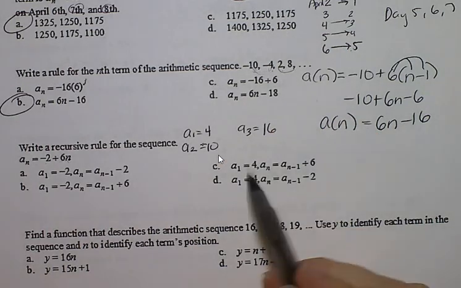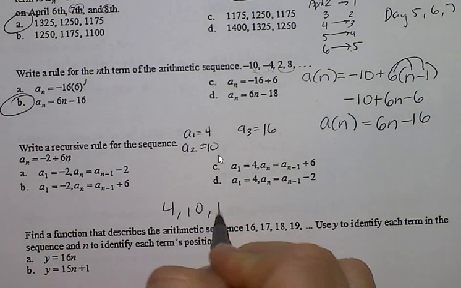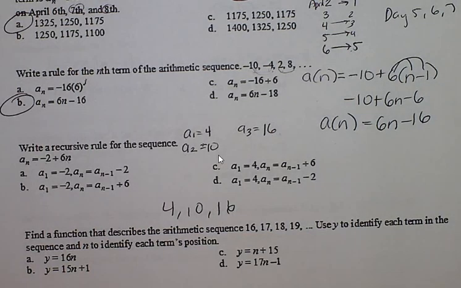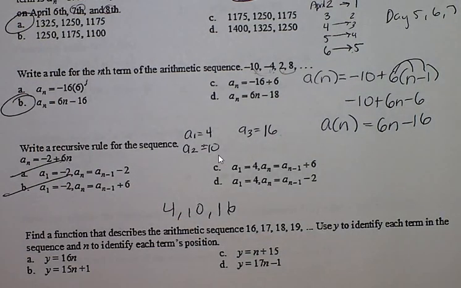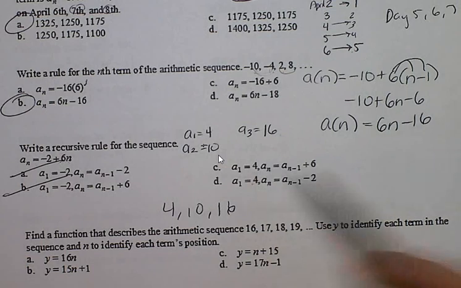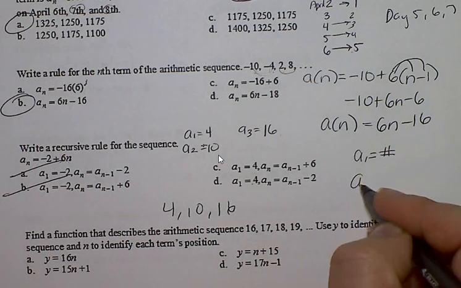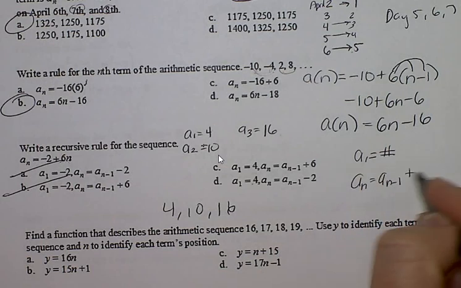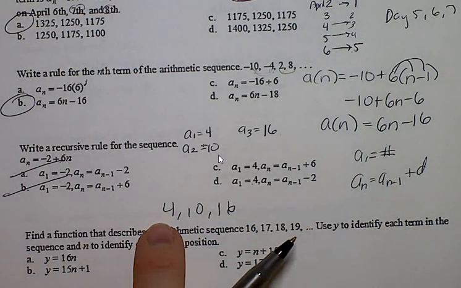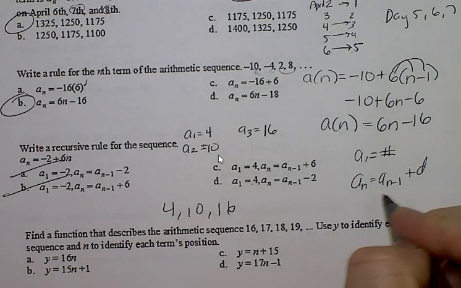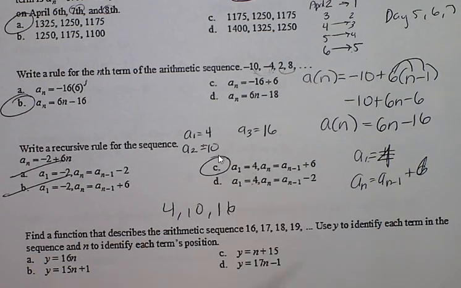So let's look at our options here. What is the first number in our sequence if I see 4, 10, and 16? What's the first number? 4. This does not say first number 4. It says first number negative 2. So I have these two as options. Now, remember when you write a recursive, it's the first number in the sequence, and then it's a sub n equals a sub n minus 1 plus the difference. What is the difference from one number to the next? 6. Are we adding or subtracting 6? So we're going to change this to a plus 6. The first number is 4, and we're adding 6. Correct answer is C.